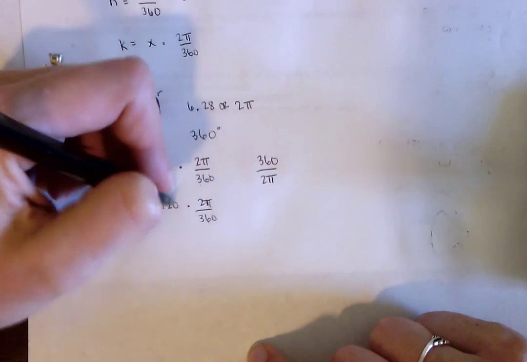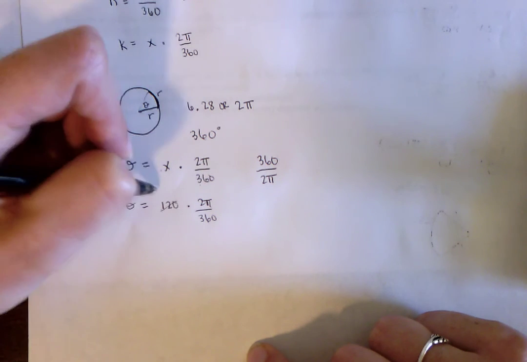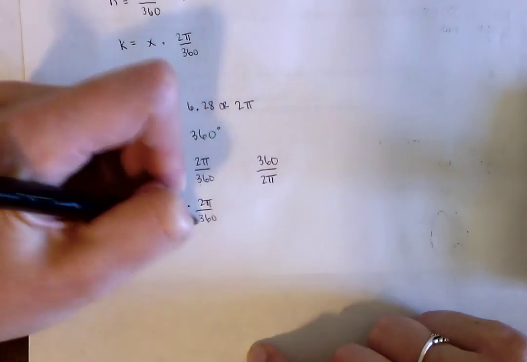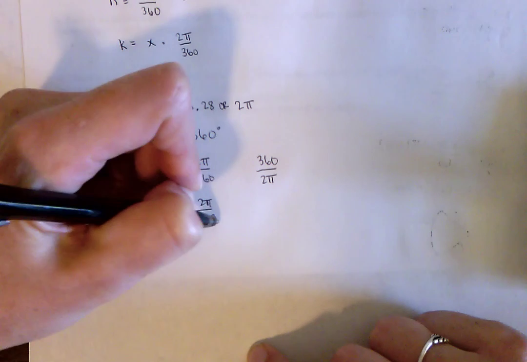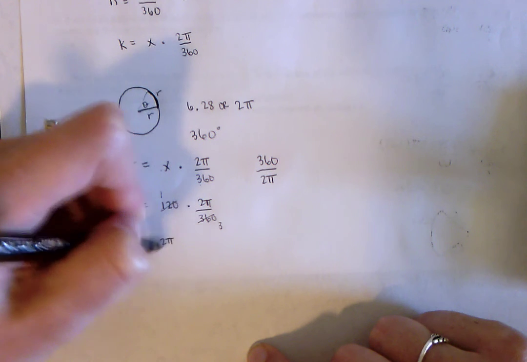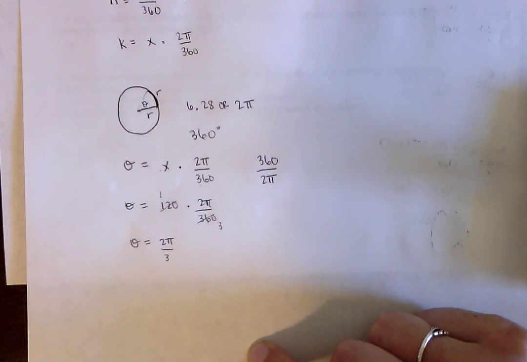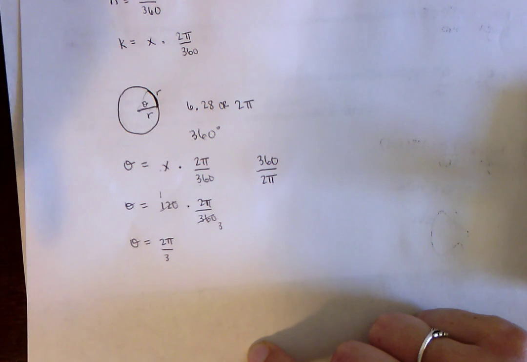So I know 120 goes into 360 3 times. So I'm going to divide 120 by 120. I get 1. Divide 360 by 120. I get 3. So theta equals 2 pi over 3. So that is the answer in radians for 120 degrees. And that ends step 2.